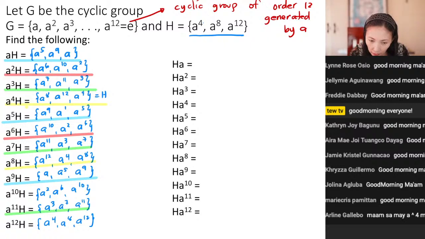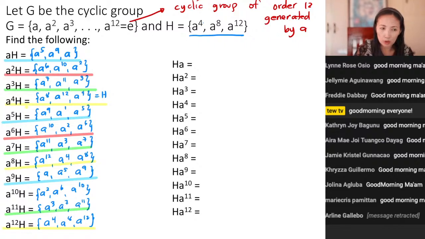Ma'am, sa may a to the 4th, may a to the 12 naman dun. A to the 4th, saan yung a to the 4th? May a to the 12. Meron man, a to the 12. Anything else? Ayan, mga pareho.